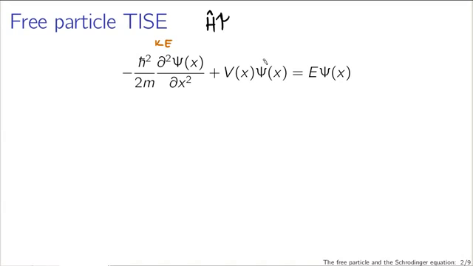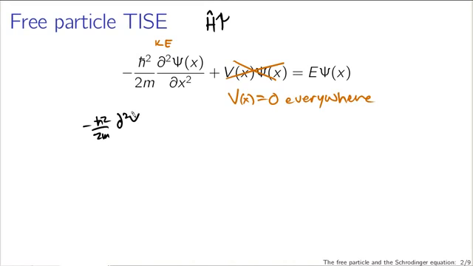In the context of the free particle, where there is no potential, what that means is that V of x is equal to 0 everywhere. That means we can just cross out this term entirely. We don't have to worry about it. What we're left with then for our time-independent Schrodinger equation is minus h bar squared over 2m times the second partial derivative of psi with respect to x equal to E psi.